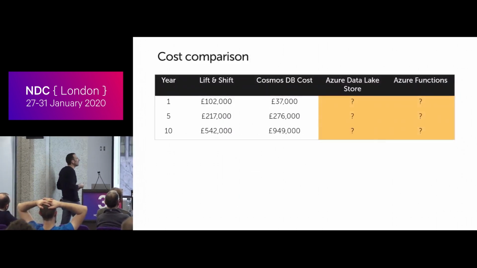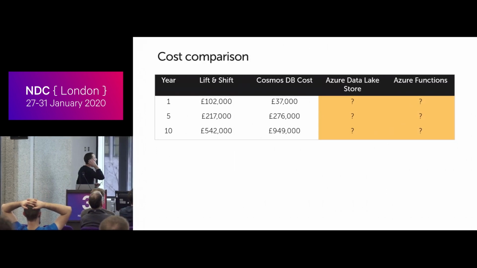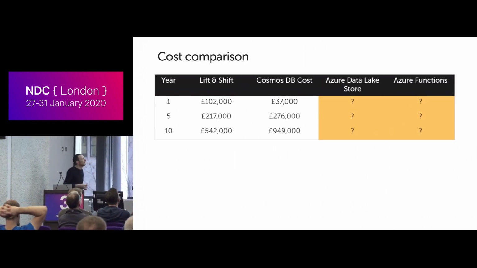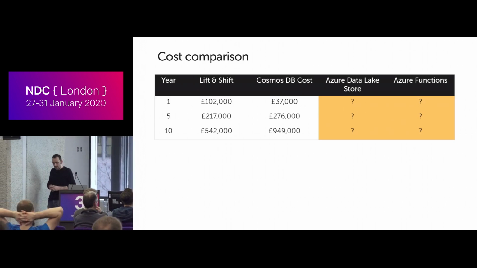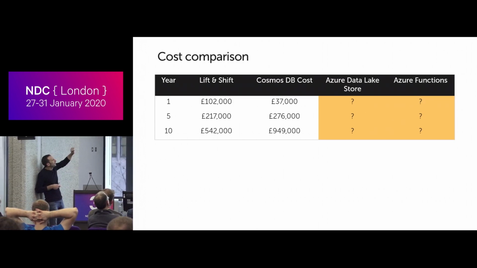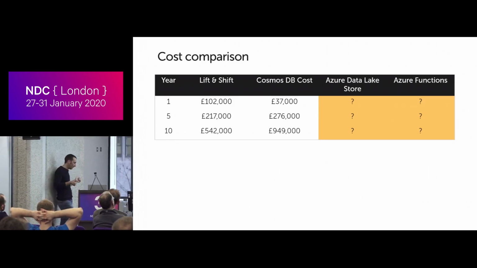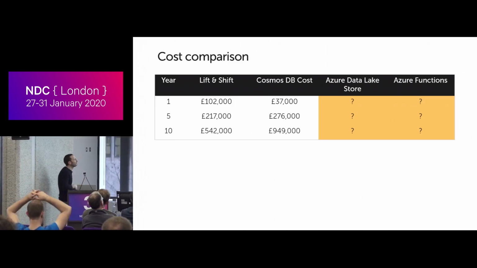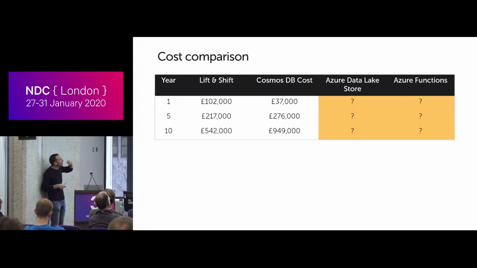To show you what that means in practical terms, we did a little bit of modeling at the beginning of this project. And we looked at a 10-year horizon. We looked at a lift and shift scenario. We've done a lot of work in Cosmos DB in the past. We love Cosmos DB. We thought, okay, let's model it in Cosmos DB. You can see lift and shift. After a year, we're up to £100,000 per year. After 10 years, it's $500,000.